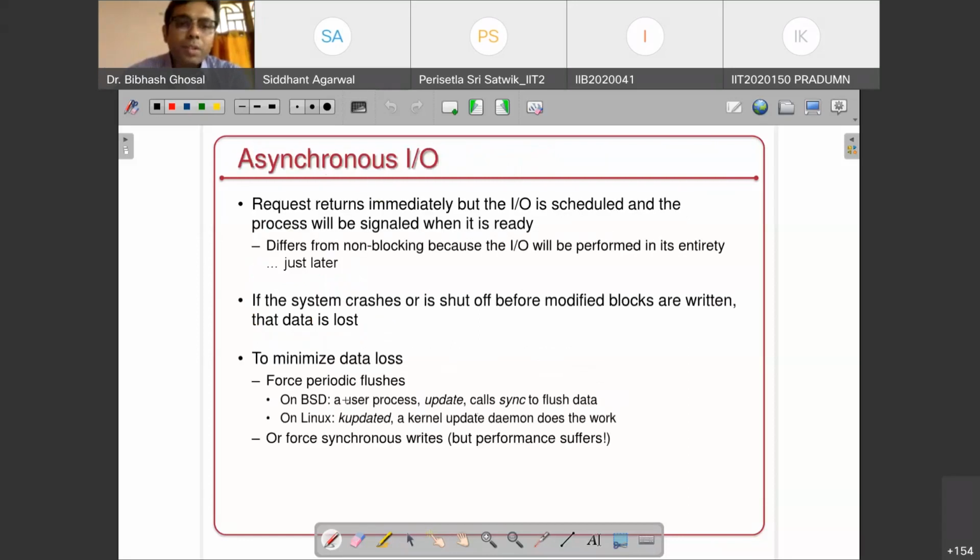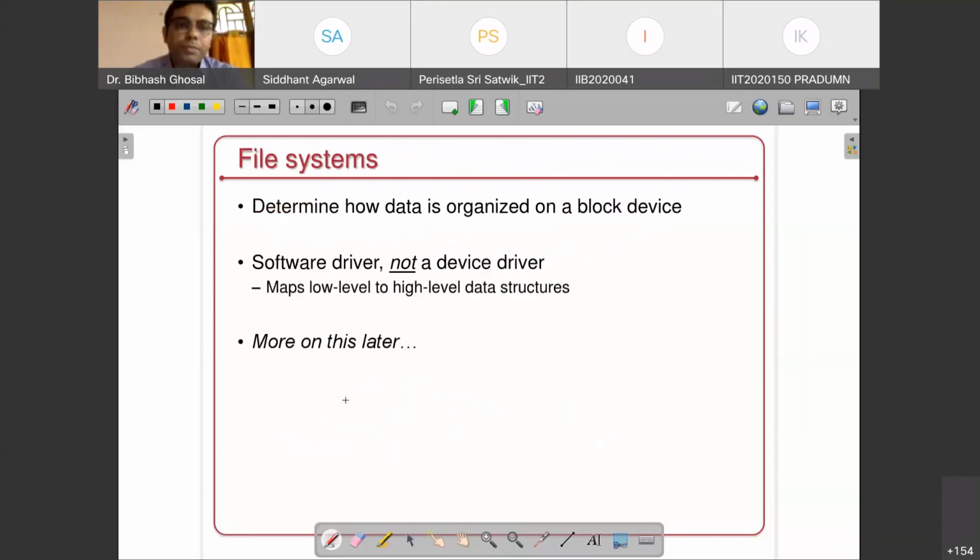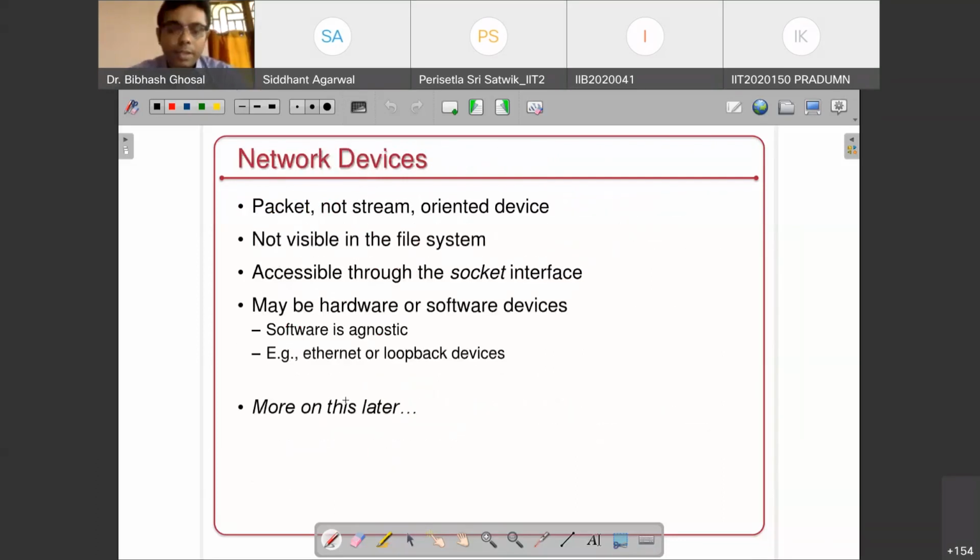And asynchronous is where you don't care about that. You simply come back and the system will take care of it. Whenever it is finished, it will signal that the data has now arrived and you can proceed. This is the mechanism of the IO. I hope that is okay with everyone.